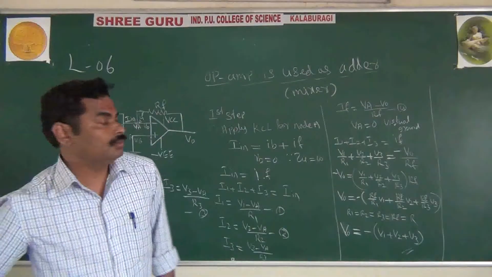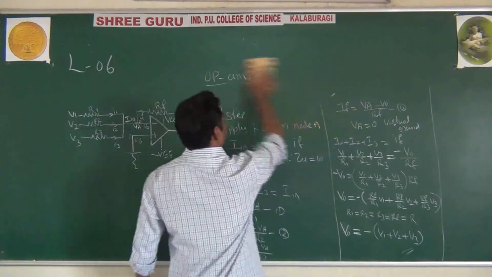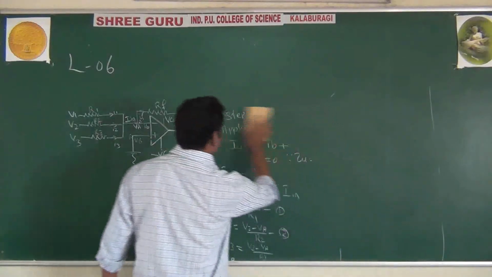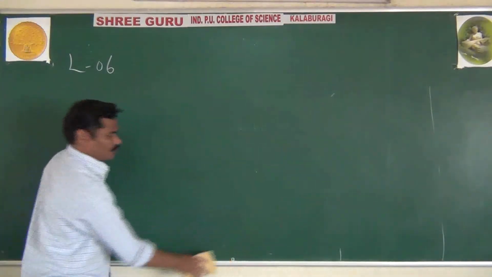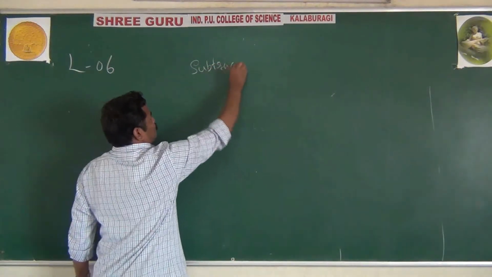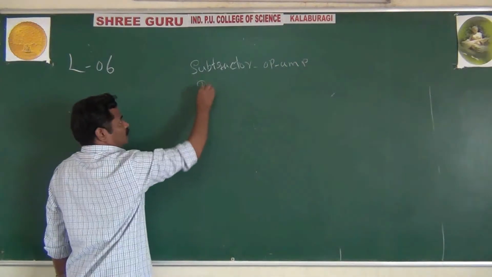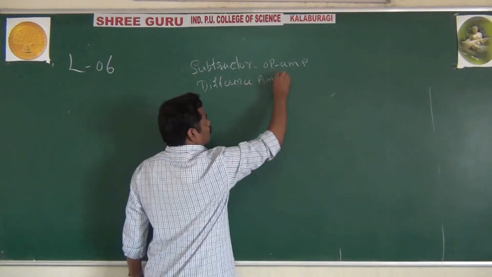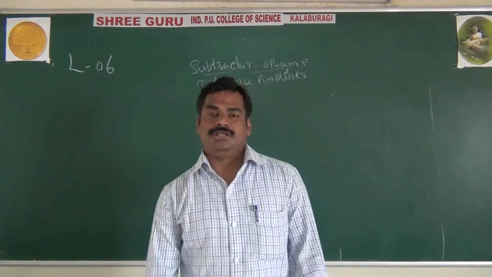Now we go for the second one, that is your op amp used as a subtractor, also called a difference amplifier. You know already I said our op amp is used as an adder, now we go for the op amp used as a subtractor or difference amplifier.